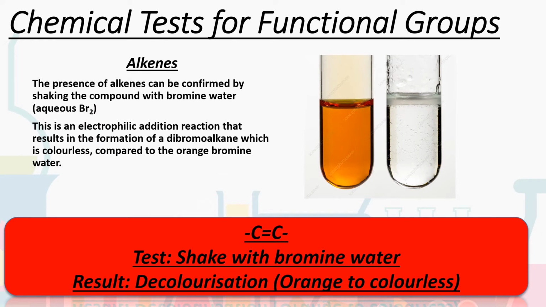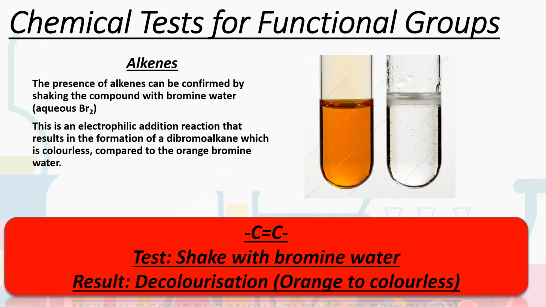So we're going to go through a number of chemical tests that can help us determine what kind of functional group we have in our molecule. All of these tests are simple test tube tests. We can do them just in a test tube very quickly. The first is going to be able to tell us the presence of an alkene. We can test for the presence of an alkene by shaking the compound with bromine water. This is just bromine dissolved in water, aqueous bromine.